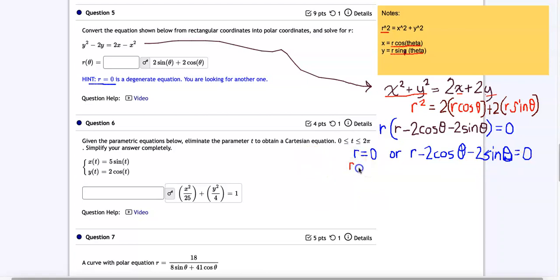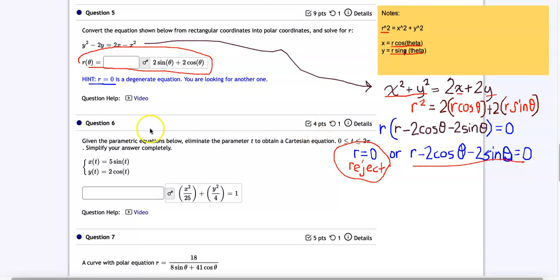But we also want to indicate quite clearly that we are rejecting r equals 0, because this r equals 0 is going to be just a point. So that leaves us with this equation, which when you rewrite it is this equation right here. So just move negative 2 cosine theta minus 2 sine theta over to the right hand side, and voila, you have it.